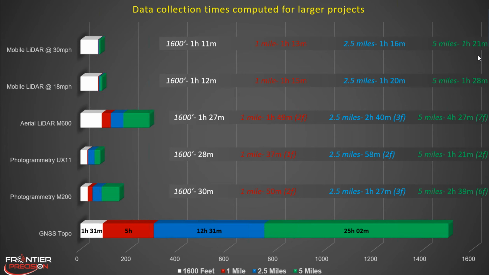So, if we look at it from the perspective of the longest case scenario, 5 miles, we're at about an hour and a half or less with mobile. We're at about 4.5 hours with aerial LIDAR. We're anywhere from an hour and 20 to 2 hours and 40, depending upon what we used for photogrammetry. And then for a GNSS survey, doing it by hand, we're at about 25 hours. So that's how everything is stacking up time-wise.